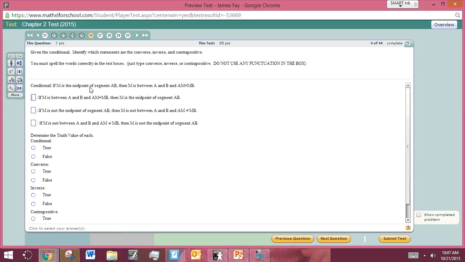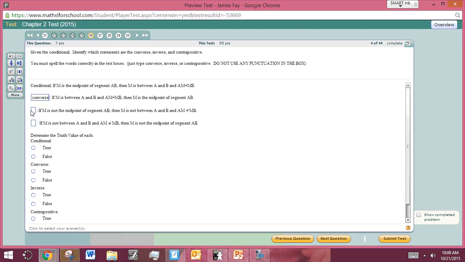If M is the midpoint of a segment AB, then M is between A and B, and AM equals MB. That is true. That's the definition of a midpoint. They then say if M is between A and B, and AM equals MB, then M is the midpoint of AB. All we've done is flip things, so that is the converse.